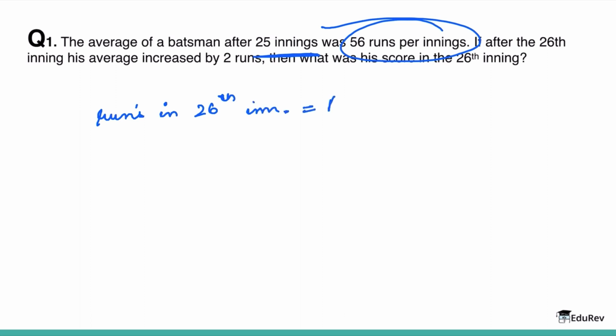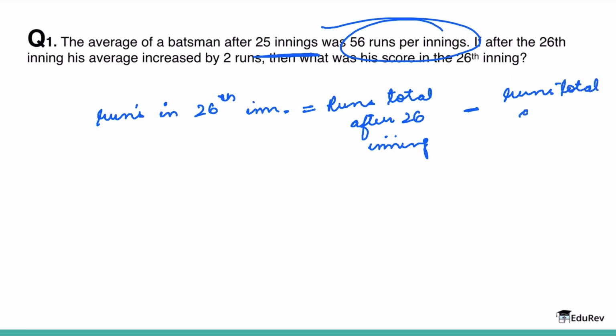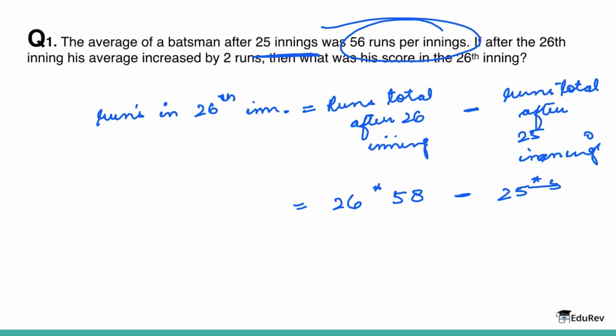Okay, that is going to be the total runs after 26 innings minus the total runs after 25 innings, right? Correct. So what is it going to be? It's going to be 26 multiplied by 58 minus 25 multiplied by 56. And this is nothing but 108.